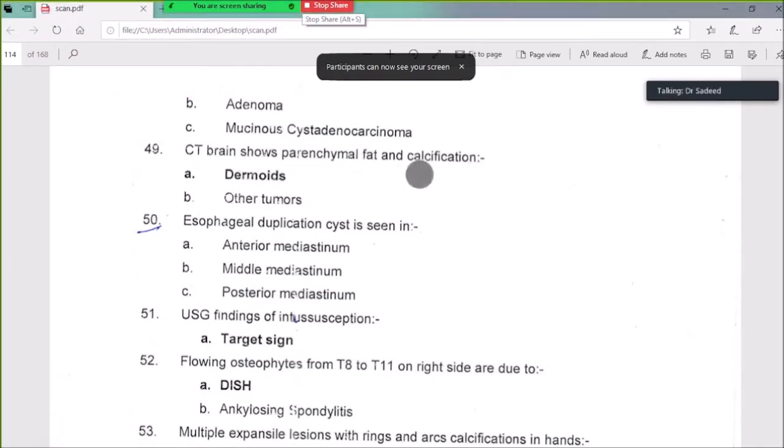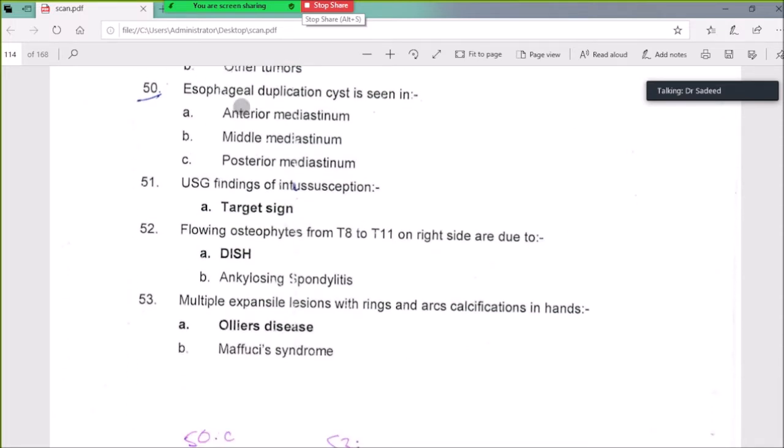49. CT brain shows parenchymal fat and calcification. Diagnosis: tumors.